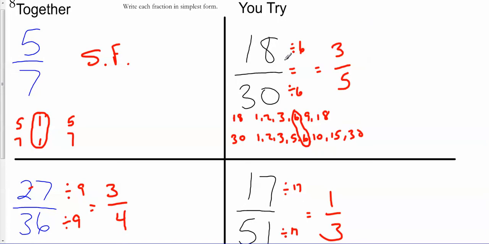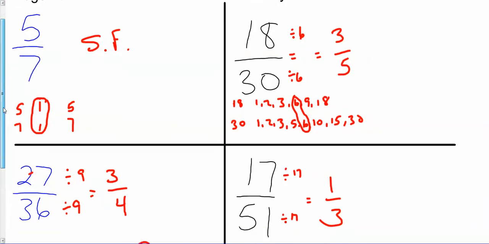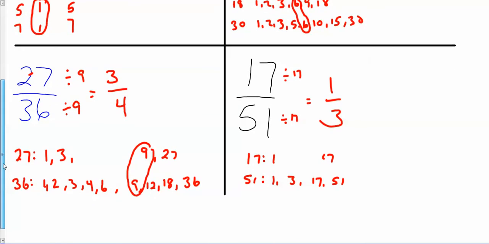All right, here are my answers. I got 3/5. I listed all the factors. 6 is the greatest common factor. So 18/30 simplifies to 3/5. And here's the hard one. 17 over 51 is 1/3. Now my divisibility rules came into effect here. 5 plus 1 is 6, so I know 51 is divisible by 3. And that's how I got that.